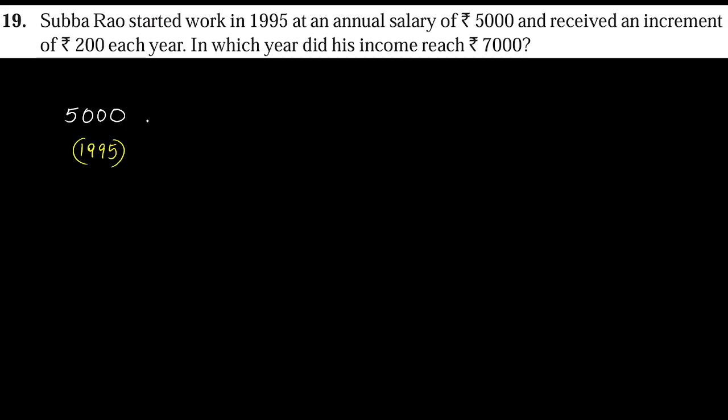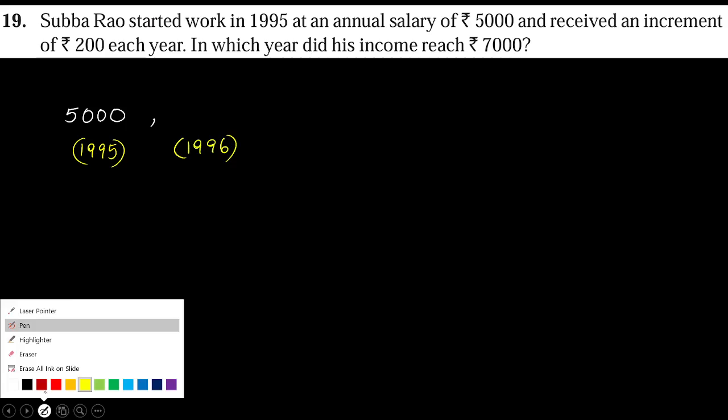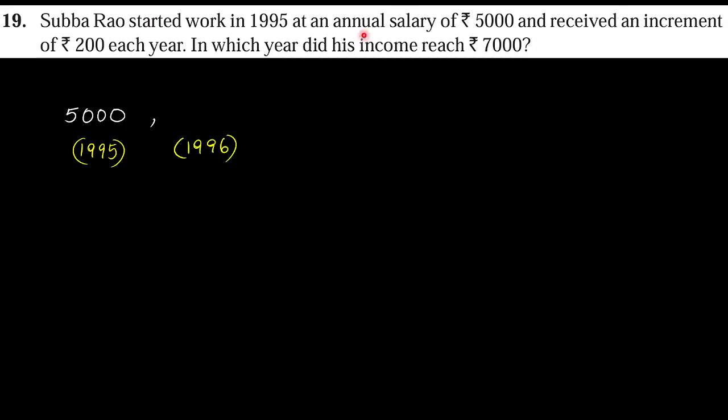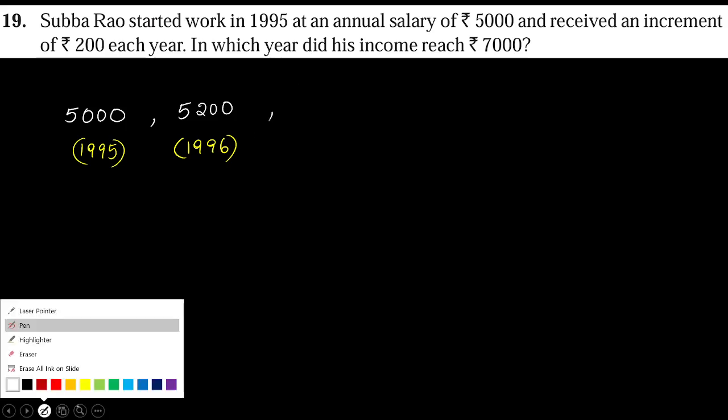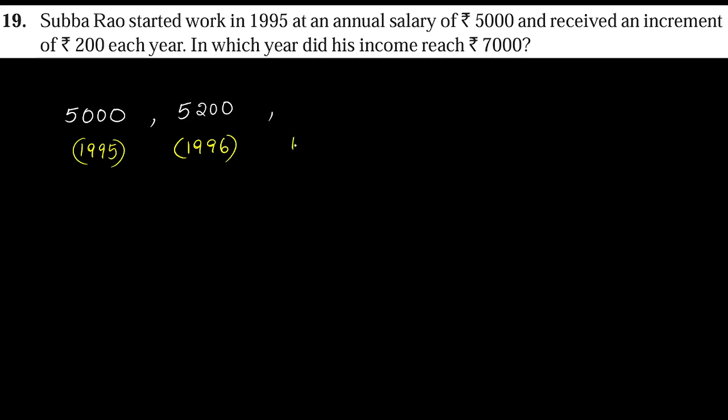In the next year, which is 1996, what was his salary? Increment 200 each year means in the next year he will be getting 5,200. Understood? 200 is increased. The year after that will be 1997. Then again 200 is increased, 5,400. In this way it proceeds.